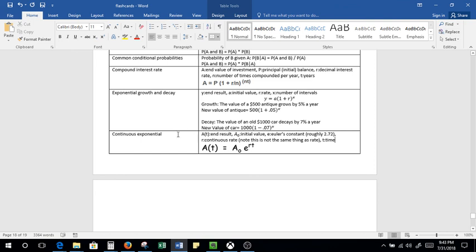You'll see this problem a lot with like population growth, especially with like bacteria or something like that. Oh, and that's the end of that.